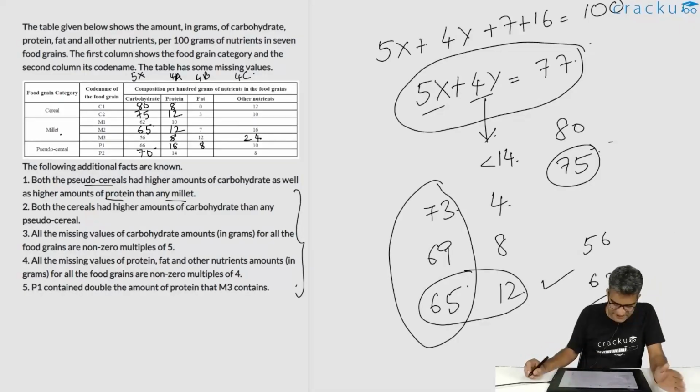If this is 70, 70 plus 14 is 84, plus 8 is 92, so this also will be 8. Now we have filled the entire table to the best of our ability. We'll go ahead and answer the questions that follow.